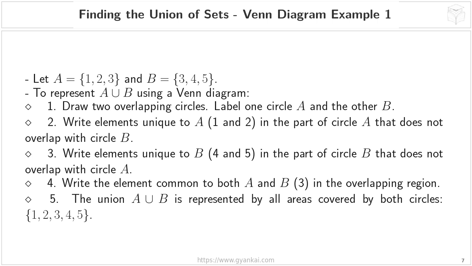Finally, to represent A union B, the union of A and B, with the Venn diagram, we simply look at everything inside both circles. That includes everything in the non-overlapping part of A, the non-overlapping part of B, and the overlapping region. As we already determined, that gives us the set containing 1, 2, 3, 4, and 5. So, the Venn diagram visually confirms what we found using the roster method. The union of A and B is the set containing all the unique elements from both sets.